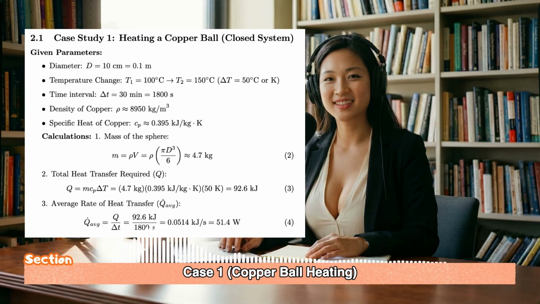Wow, for a ball that size. Yeah, it's dense. So using the specific heat and that 50-degree temperature difference, the total heat transferred, Q, the total energy stored, is 92.6 kilojoules. Okay, that's the amount. Now for the rate, which is the whole point of our deep dive. If that 92.6 kilojoules is transferred over 30 minutes, what does that rate look like? Well, 30 minutes is 1,800 seconds. So dividing the total energy by the total time gives us the average rate, Q dot average, of 0.0514 kilojoules per second. Or, to use the more common unit we hear every day, watts, that's 51.4 watts.